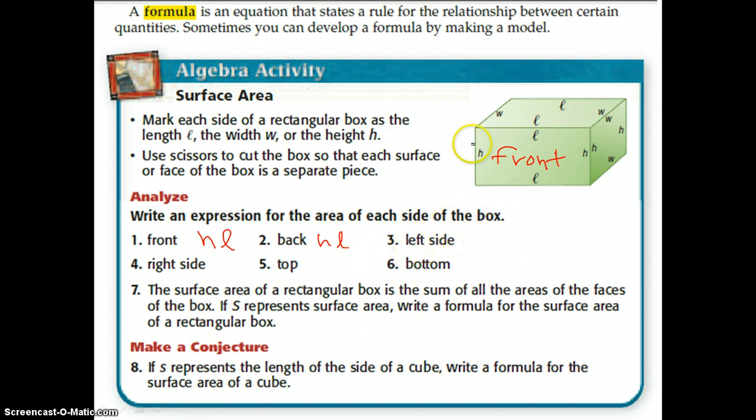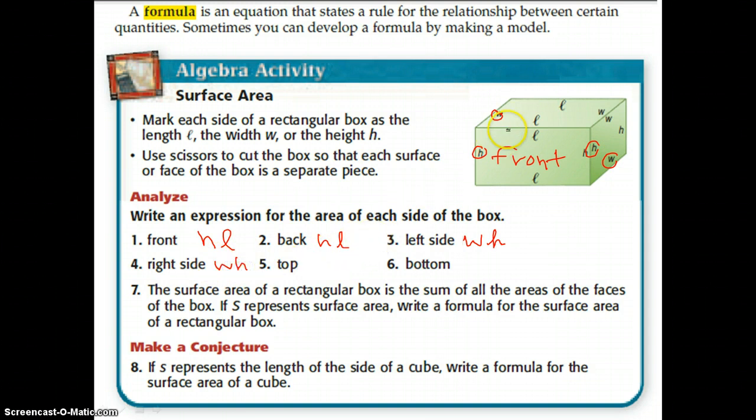Then for the left side over here, which you can't really see, it's going to be the width and the height. So here's the width and here's the height. If we wanted the area of this side that we can't see, that is going to be the width times the height. The right side would be the same thing. We have height and width, so we're going to do the same thing here, width and height.